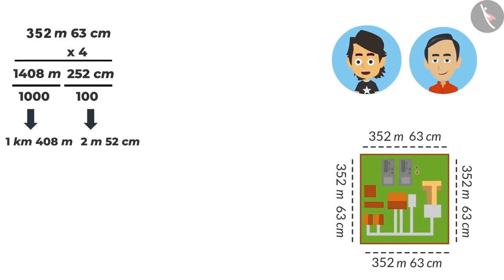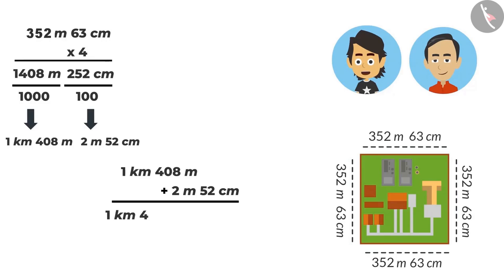Total length would be 1 kilometer 408 meters and 2 meters 52 centimeters. But when there are two values in meters, they can be added. Yes, then it would be better. This means the total length of your factory boundary would be 1 kilometer 410 meters and 52 centimeters. Yes, Ayushman. Now completely correct.